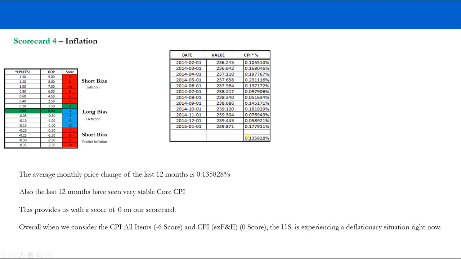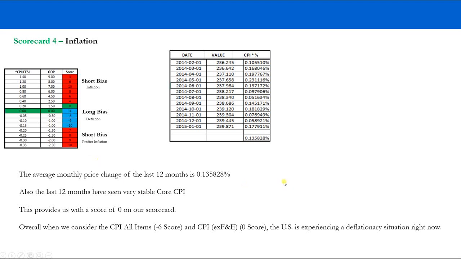So we can conclude from these numbers that over the last 12 months we've had very stable core CPI. And if we read across onto our scorecard, that puts us within the normal range, around here. It's going to give us a 0, or maybe even a slightly deflationary number. So it depends how conservative we want to be in terms of scoring it, but we can assign it a score of 0, a score of -4, or somewhere in between.